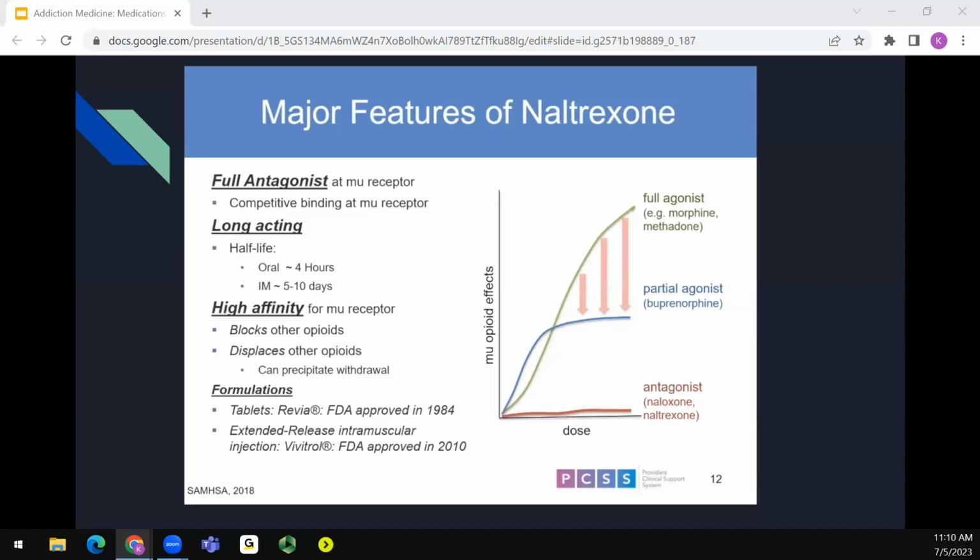The tablet is approved for the blockade of exogenously administered opioids, typically started 7 to 10 days after a period of no opioid use, can be taken as a 50 milligram dose, but it's associated with poor adherence. So because of that, there's Vivitrol, which is that monthly injection of 380 milligrams, and it's recommended for the prevention of relapse in patients who are opioid free.